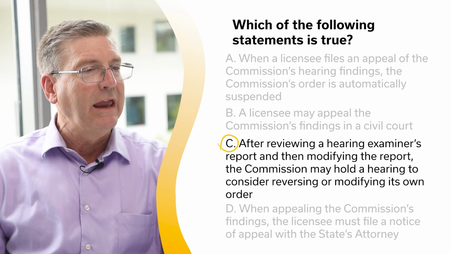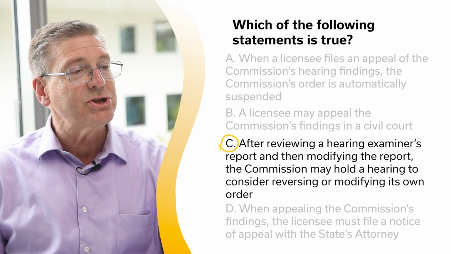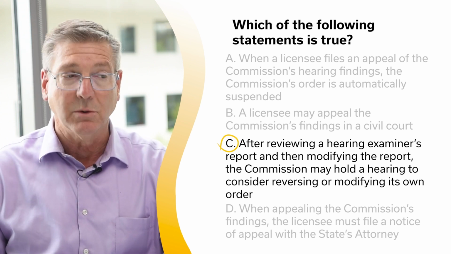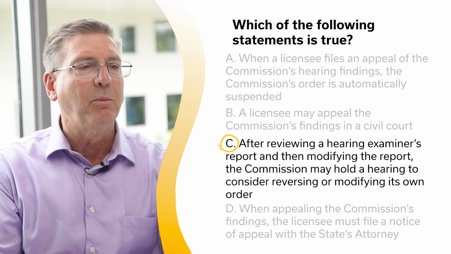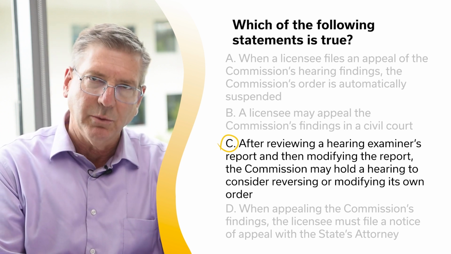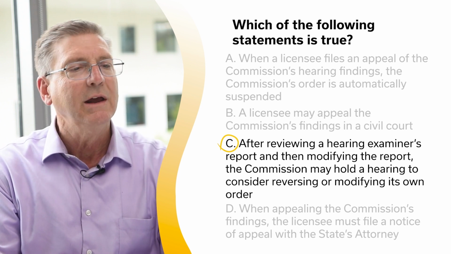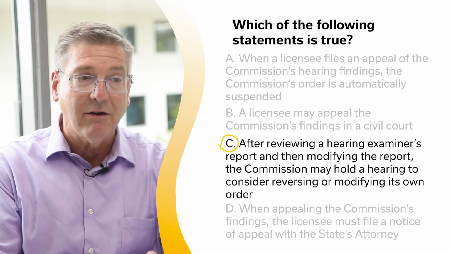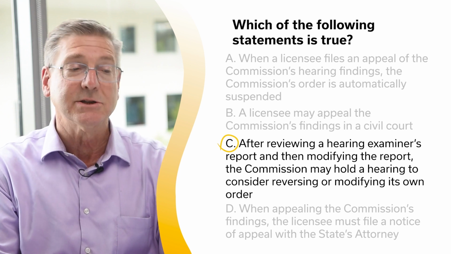After reviewing a hearing examiner's report and then modifying the report, the Commission may hold a hearing to consider revising or modifying its own order. When a hearing examiner submits its findings report to the Commission, the Commission will review the report and any objections, hear relevant testimony, and then approve, modify, or disapprove the report. Then an interested party may request, or the Commission itself may hold, a hearing to consider revising, vacating, or modifying its own orders.